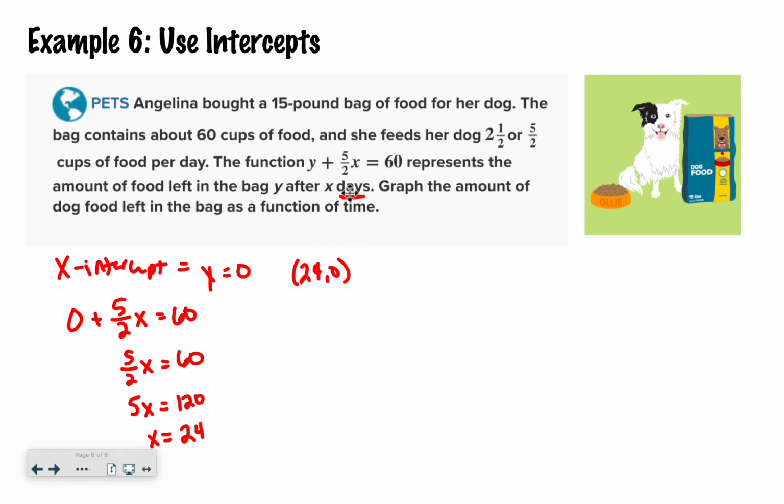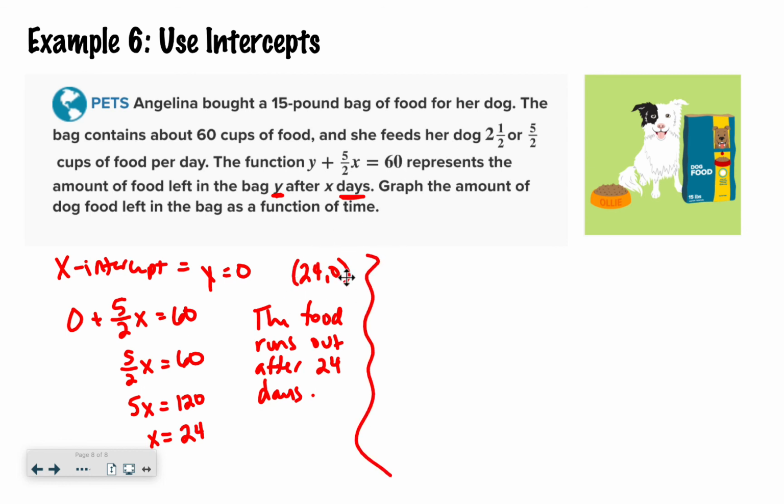And x represents days, right? And y represents the amount of food left. So the x-intercept would mean the food runs out after 24 days. Or you could say there's enough food for 24 days, something like that. Okay, and then on a graph, you would plot a point at (24, 0).